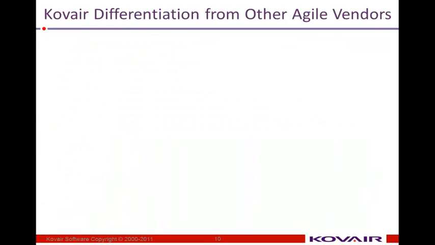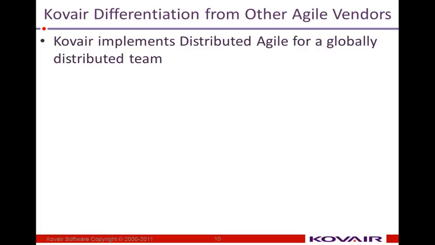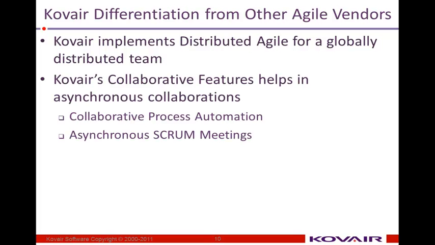This is actually a very important slide, as we know that there are quite a few different agile vendors in the market. So one good question is how Kovair is different from them. The very first point is Kovair implements distributed agile for a globally distributed team. And for that, we have brought in a number of different tools which allow you to achieve that. Can we use it for a local small team? Of course, you can do that. But the biggest value comes when you have a distributed large team and you can actually implement distributed Agile using Kovair.